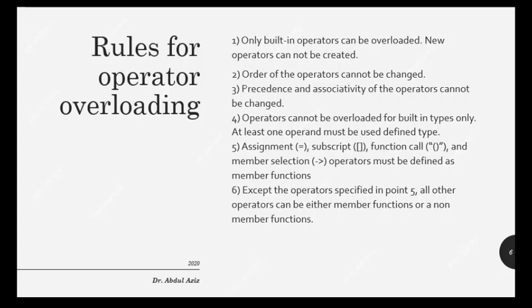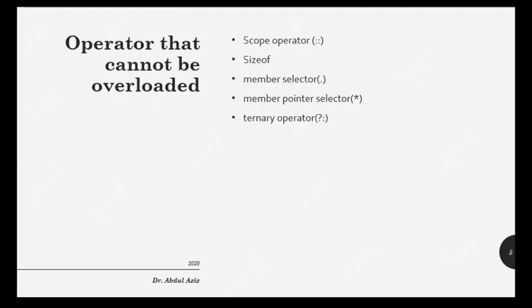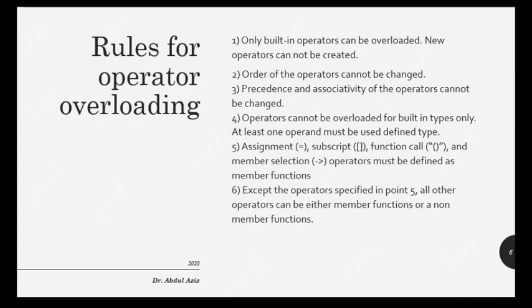The last point explains that except the operators specified above, we can overload any operator that is available. So we can overload any operator except the previous operators that we have defined. We cannot overload these operators, plus the operators that are defined in point number 5. These are the operators that cannot be accessed using a friend function. Except these, you can create either a member function or a friend function.